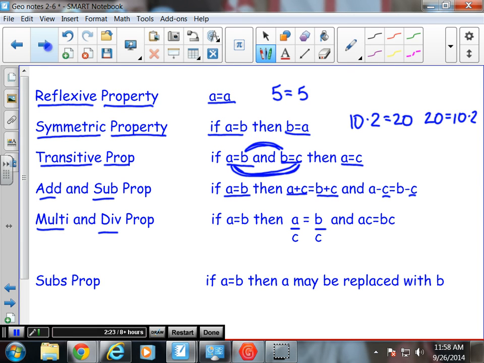We have multiplication and division properties. If A equals B, we divide both sides by C. They're still going to be equal. Or if we multiply both sides by C, they're still going to be equal. And then we have the substitution property. If A equals B, then A may be replaced with B. So we use this a lot, like x plus 2 equals 7. Okay, if x equals 5, we can replace this 5 for that x. That's substitution.